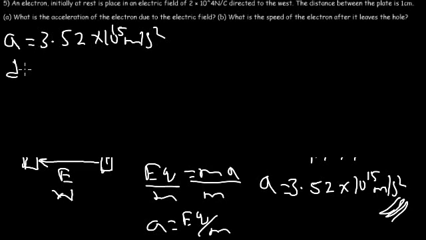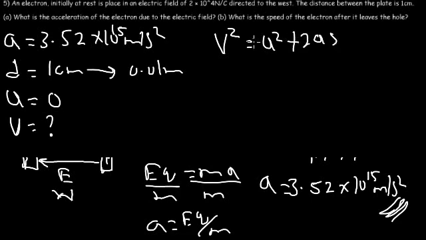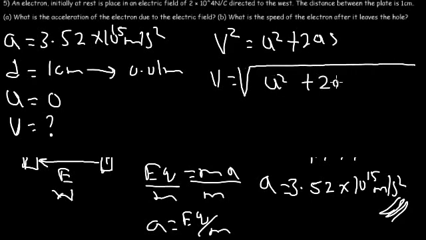And the distance d is given as 1 centimeter, which turns out to be 0.01 meter when we divide by 100. Then we need u. u is given as 0 because the electron starts at rest. And we need v, the final velocity. Which equation of motion relates all these four quantities together? We can use v squared equals u squared plus 2as. This will surely work. So for v, we can just find the square root of u squared plus 2as.